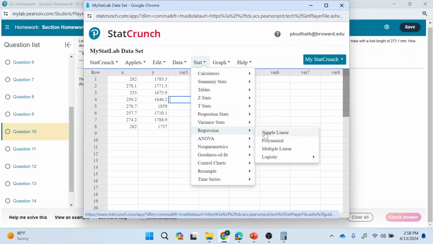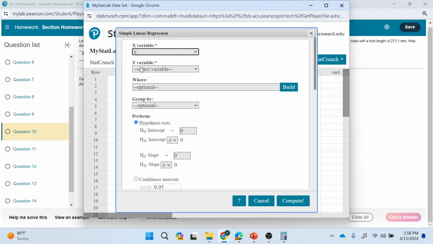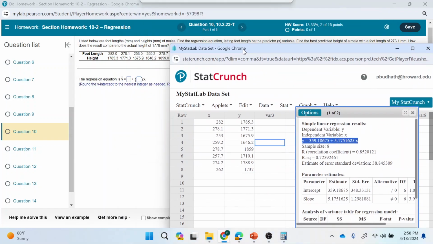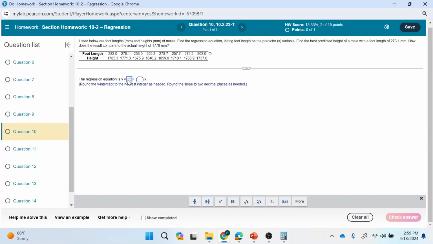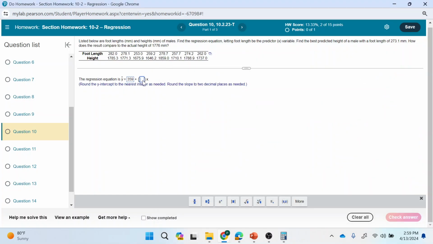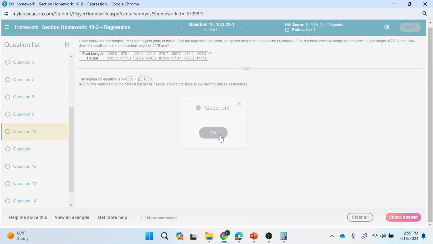Go to Regression, use Simple Linear, choose your x, choose your y, and hit Compute. This is your regression line equation. So what is the regression line? Round the y-intercept to the nearest integer, so it's 359. You have to read the instructions very carefully, because sometimes they ask you to round to the nearest integer, sometimes to 3 decimals. Round the slope to 2 decimal places. If you go back to the problem, the slope is 5.18. So that's the regression line.